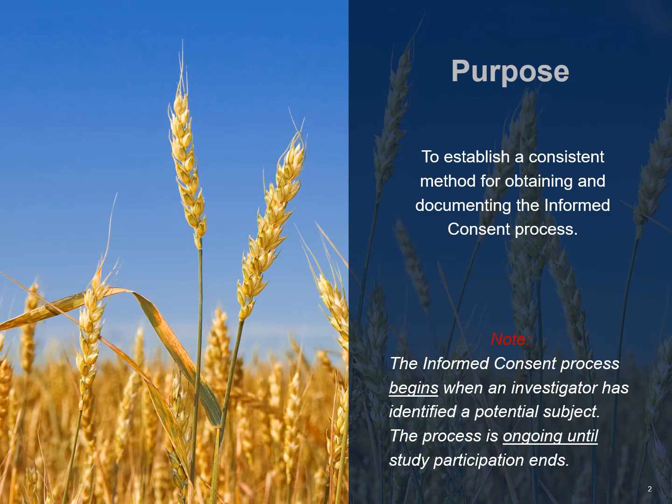Let's take a moment to address why this procedure is important to clinical research. The purpose of this procedure is to establish a consistent method for obtaining and documenting the informed consent process. It is important to note that when we are referring to the informed consent process, it is an ongoing process that begins with the initial informed consent when the investigator has identified the potential human subject and continues until the study participation concludes. As this is an ongoing process, recognize that the informed consent process is more than just having the subject's signature on the documentation.